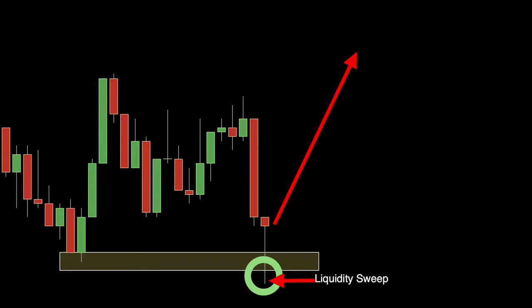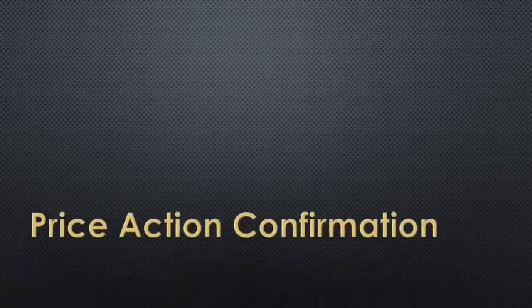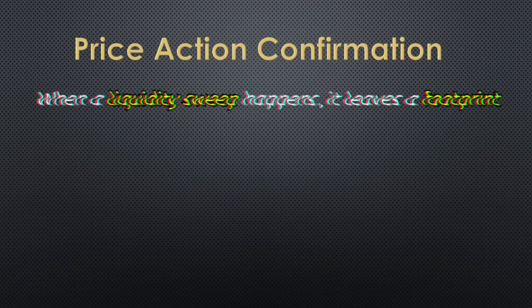When you see a liquidity sweep at a demand zone, that's your signal that institutions are paying attention to this level. It shows that smart money is getting ready to take action, and we need to be prepared. Now that we've covered the 2 key components of our strategy, identifying high-quality supply and demand zones and waiting for a liquidity sweep, it's time to move to the next crucial step: price action confirmation.